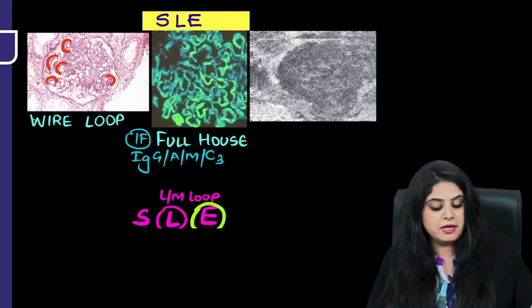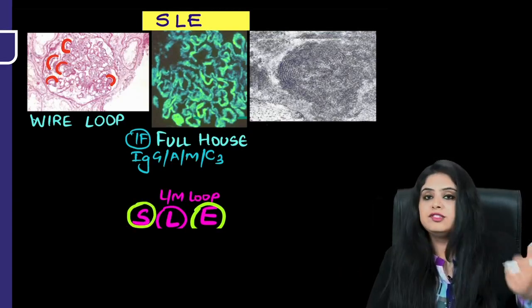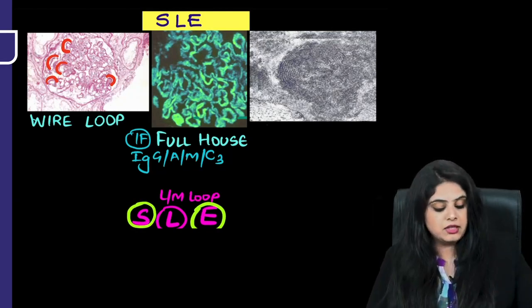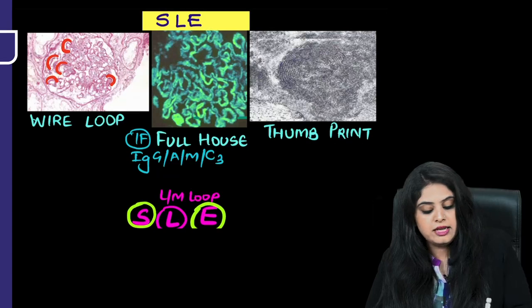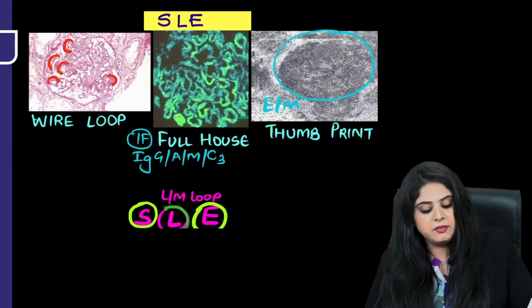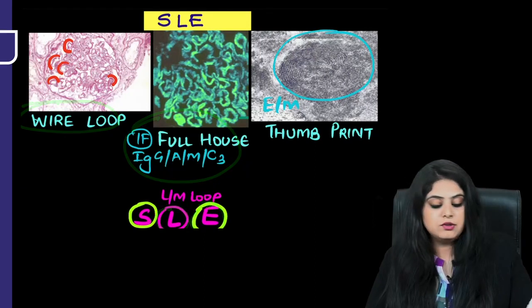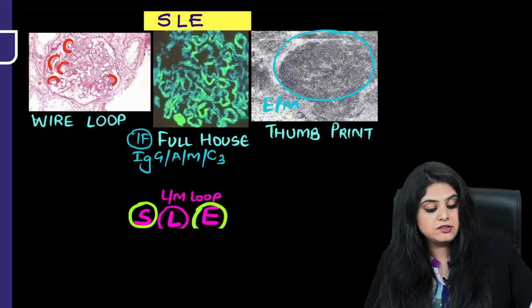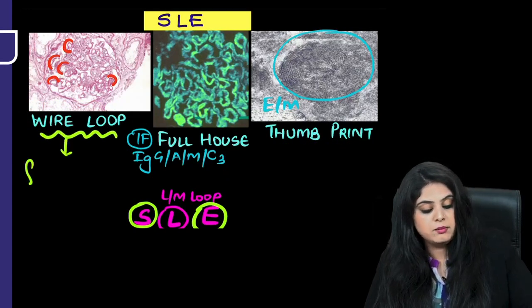So E for everyone. And finally, we said SLE doesn't know how to sign. So someone who doesn't know how to sign is going to put a thumbprint. So here what you see on electron microscopy is the famous thumbprint sign. So SLE: light microscopy, wire loop; everyone is invited to the party, so full house effect; and doesn't know how to sign, so thumbprint. Now they ask you, this wire loop lesion is what deposition?